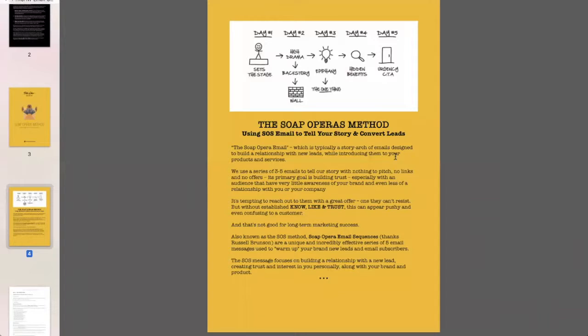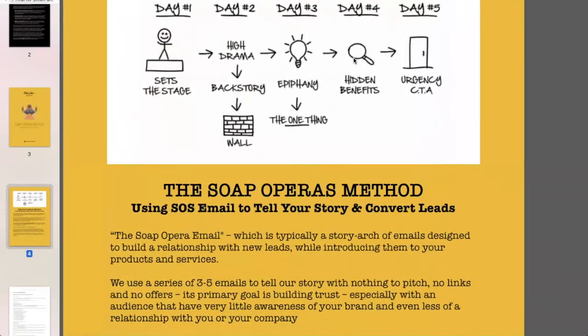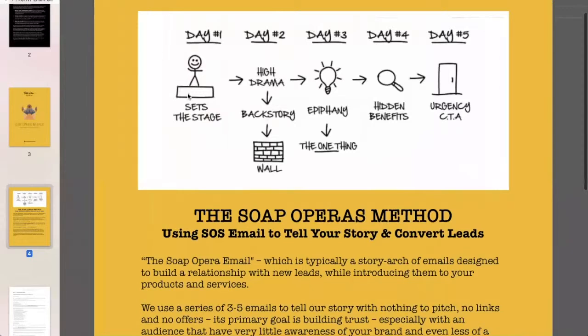It is a non-sales series of emails that tells your story, who you are, your background. Let me just show you quickly over here. Day 1 is usually to set the stage. Day 2 is to provide a high drama, to set up the backstory. And then day 3 is about your epiphany, your eureka moment, something that you found out that actually changes your life from that point on. And then day 4 is hidden benefits, and day 5 is urgency. So this is the follow-up on pitch, okay?